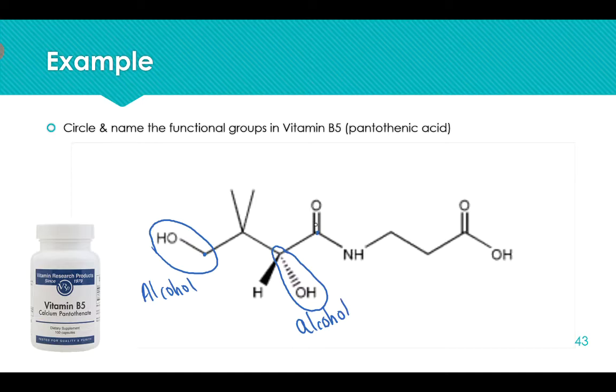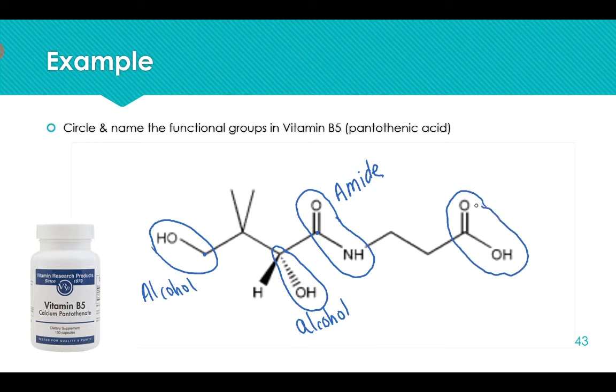This carbon is double bonded to an O, but that carbon's also single bonded to this nitrogen. So this is part of the same functional group, and this is called an amide. And this, they share a carbon, and so this is a carboxylic acid.